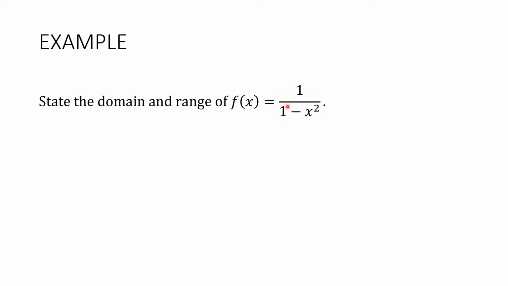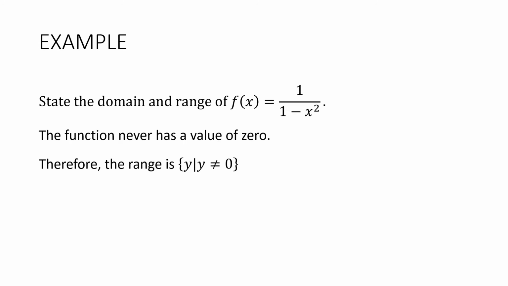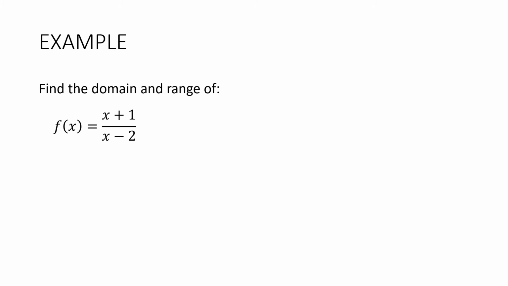So that means the range will be everything except for y equals 0, which we write like this: all values of y such that y is not equal to 0. Here's another example. Find the domain and range of f of x is equal to x plus 1 over x minus 2. Let's start with the domain.